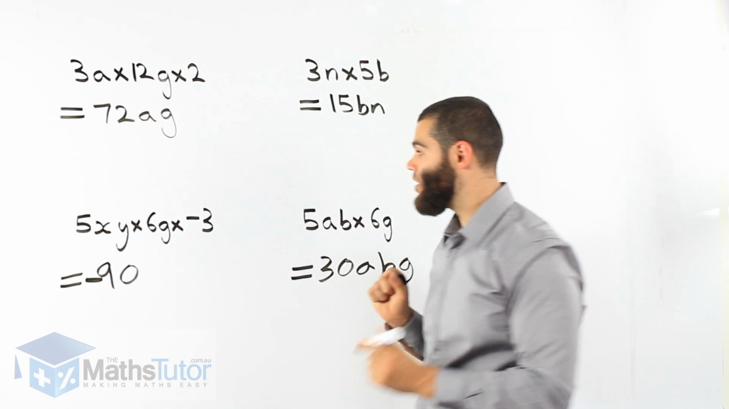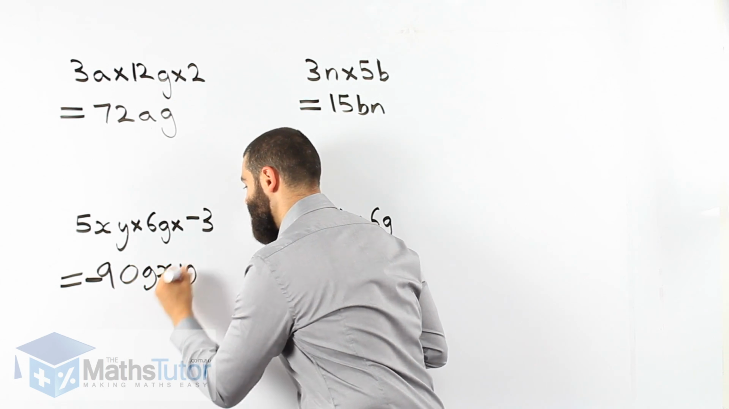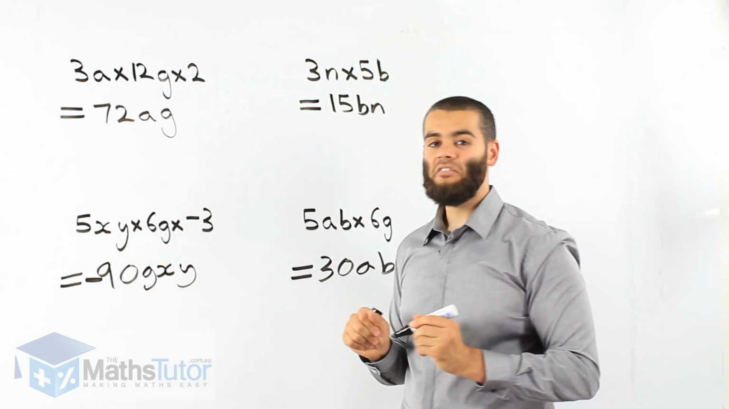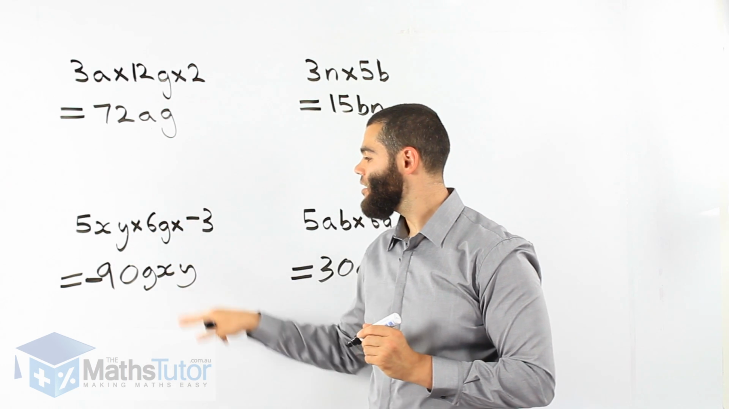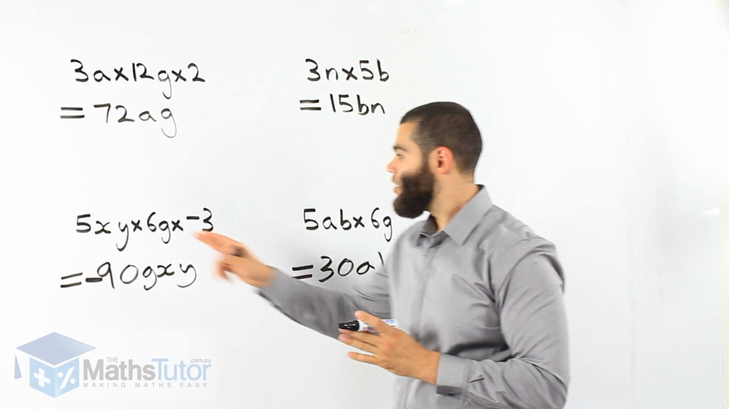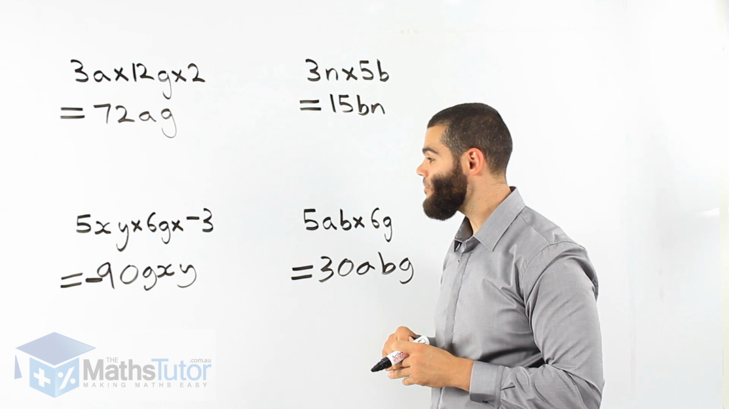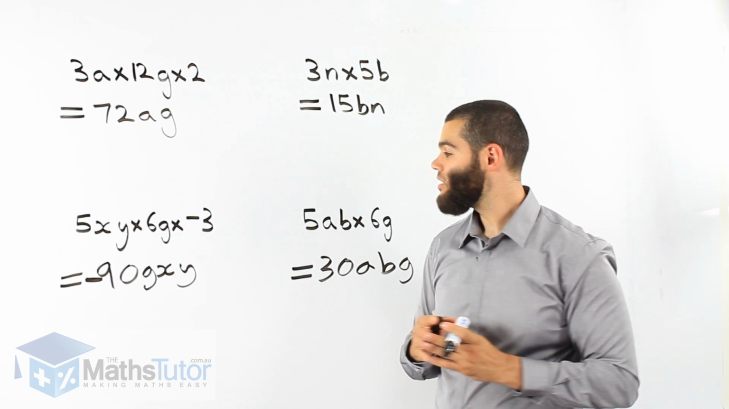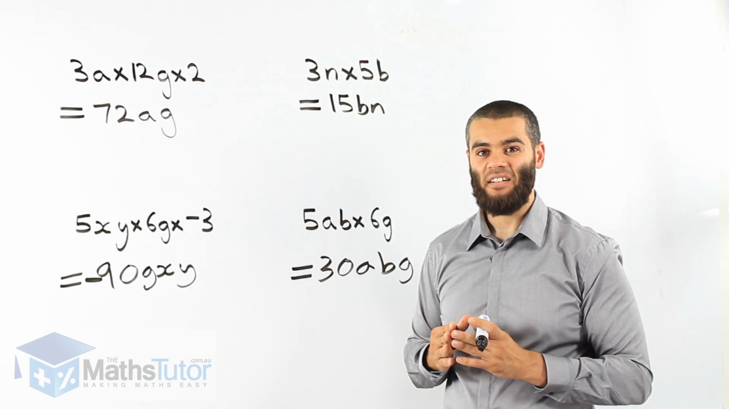Don't forget the negative. And of course, we can write it down as g, x, y. You can write the letters, or the pronumerals, in any order as long as you write them all down. G, x, y or x, y, g. It doesn't matter. 5 times 6 is 30. 30 times negative 3 is negative 90. Negative 90gxy is our final answer.